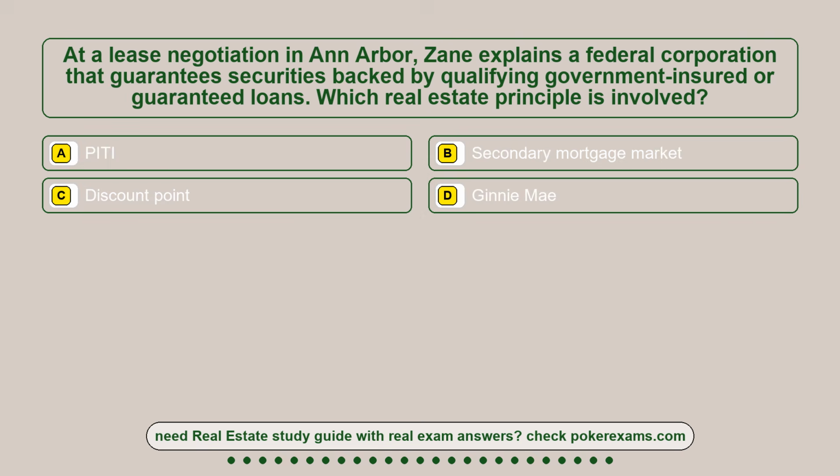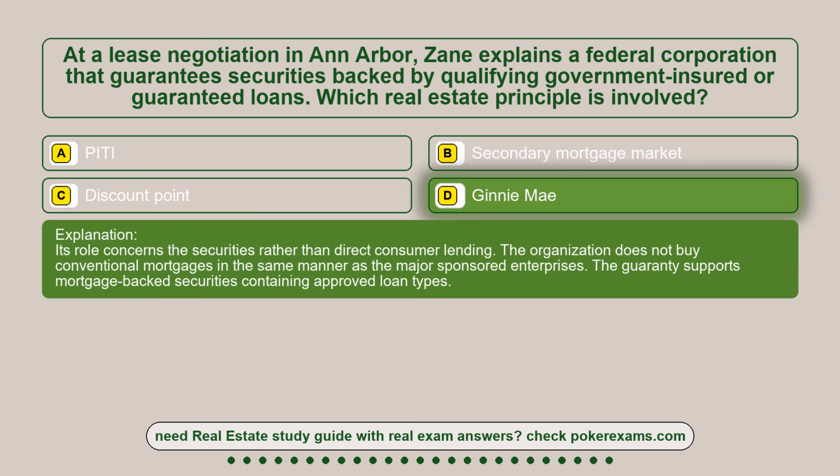Question 23. At a lease negotiation in Ann Arbor, Zane explains a federal corporation that guarantees securities backed by qualifying government-insured or guaranteed loans. Which real estate principle is involved? Option A, PITI. Option B, secondary mortgage market. Option C, discount point. Option D, Ginnie Mae. The correct answer is option D, Ginnie Mae.